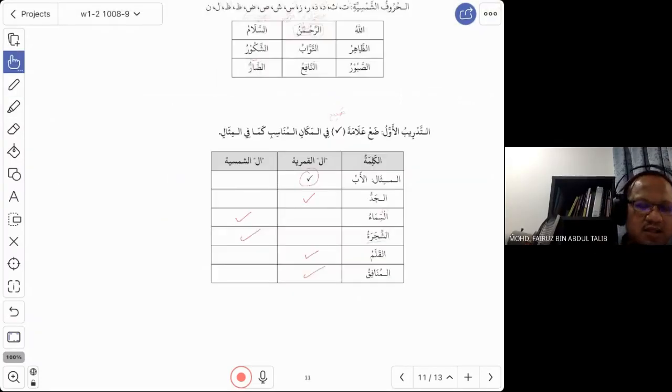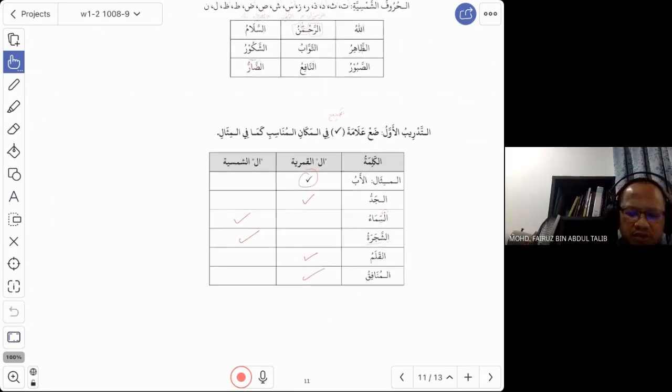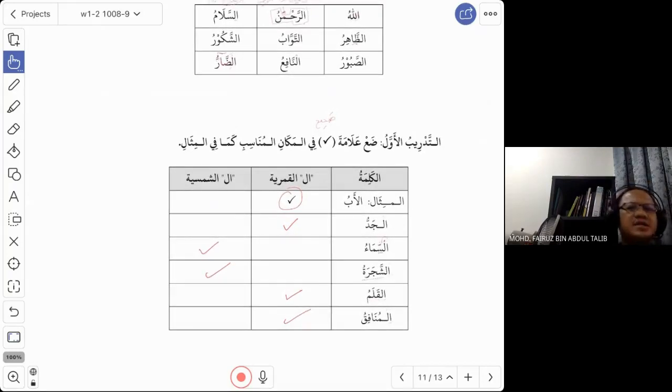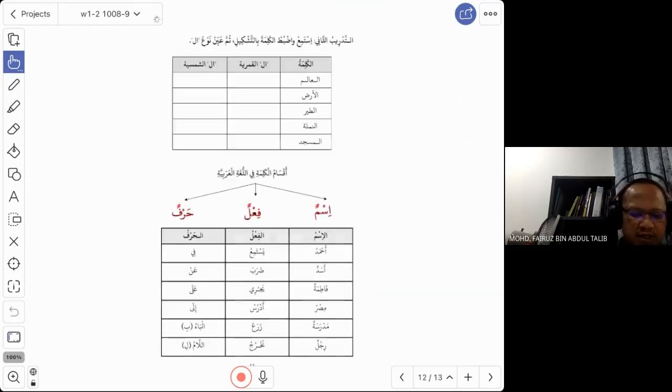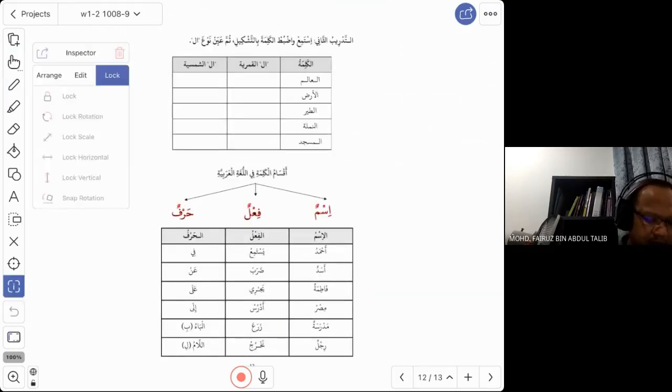Okay, the exercise on Qamariyyah and Syamsiyyah. So you practice, so you will know automatically. Next time when you see this letter, you know this is al, this is an, this is al, this is as, and so on. So this is about the Qamariyyah and Syamsiyyah. Alright, now the next exercise.